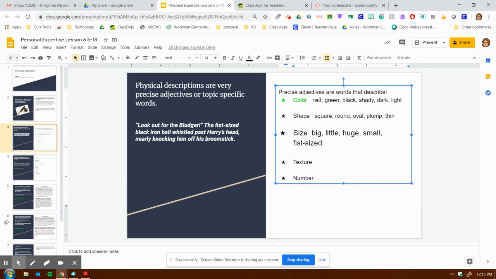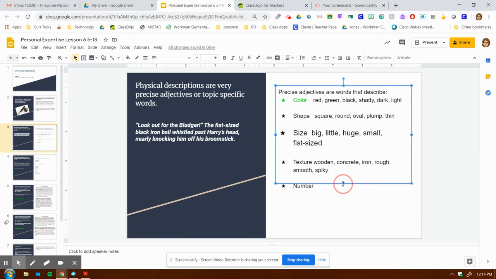Texture refers to what something looks and feels like on the outside. So it sometimes is a word that describes what the material is that it's made out of, like it could be wooden, it could be concrete. In this case, it could be iron, as it is for the bludger. But it could also be how it feels on the outside, like rough or smooth or spiky.